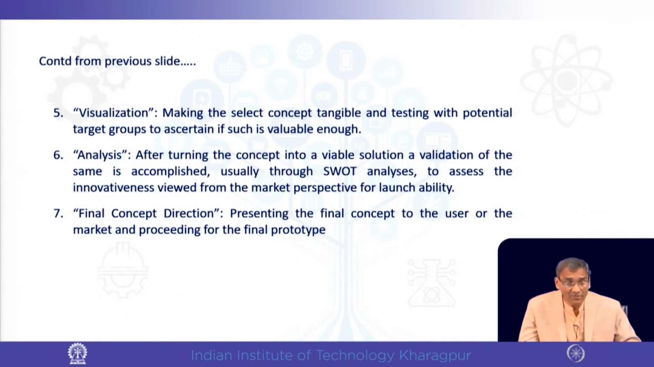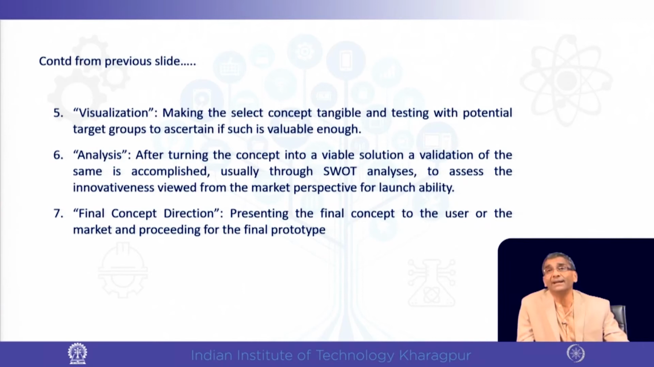So final concept direction is presenting the final concept to the user or the market and proceeding with the final prototype. So after all this analysis etc., when we choose that okay, this we will take it forward, then we move ahead, and these are those 7 steps that we were talking about.